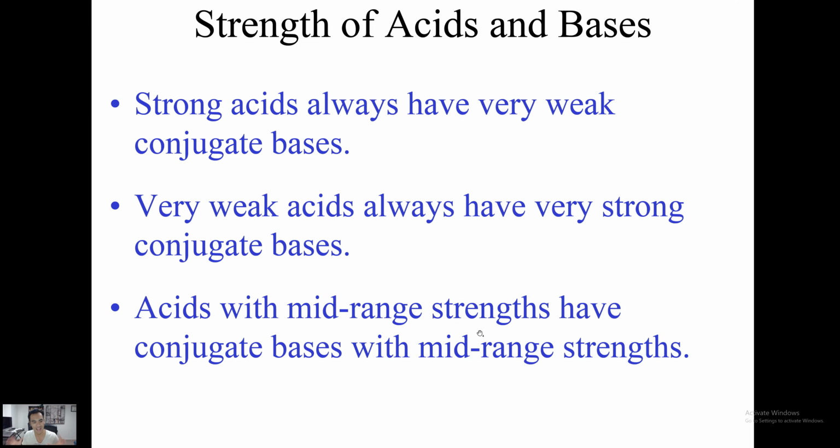Now, how do we make an acid strong or weak? So strong acids always have a weak conjugate base. So if I give you something like hydrochloric acid, it's going to form a Cl- anion that's going to be fairly weak. A very weak acid is going to have a very strong conjugate base.